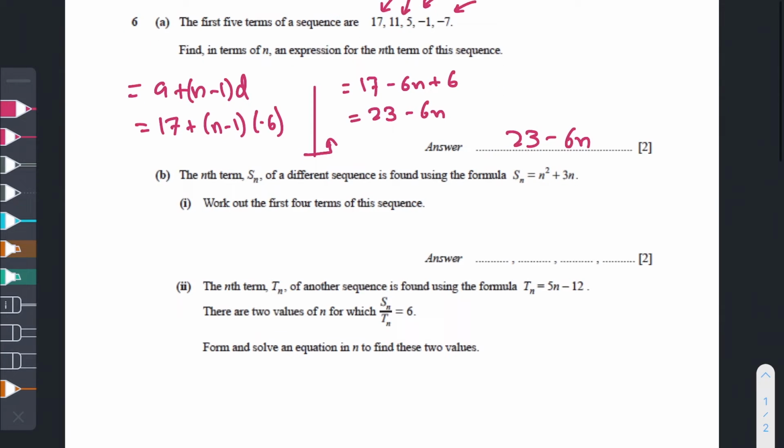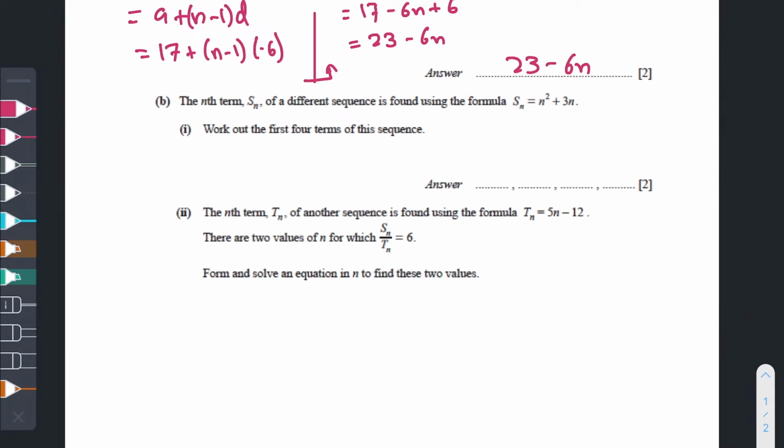The next part of the question says the nth term Sn of a different sequence is found using the formula Sn is equal to n squared plus 3n. Part 1 says work out the first 4 terms of this sequence. So the first term of this sequence is where you plug in 1 in place of n. We do 1 squared plus 3 times 1. This gives you 4. That's the first term.